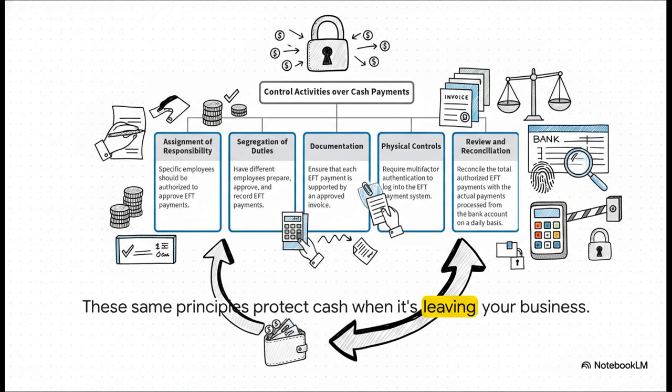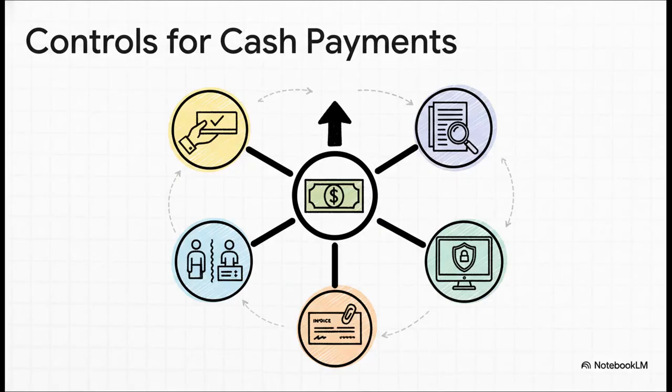So let's just quickly run through how this amazing framework protects your cash when it's leaving the business, which these days is usually through electronic payments or checks. It works just like you'd expect. First, assignment of responsibility. You designate specific people who have the authority to approve payments. Second, segregation of duties. The person who approves a bill for payment is not the same person who actually logs in and sends the money.